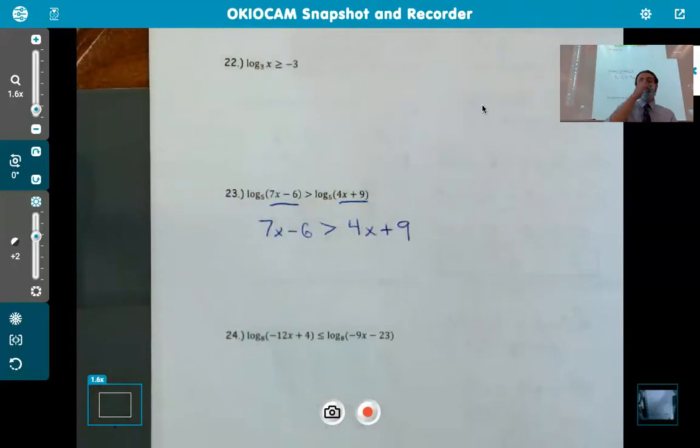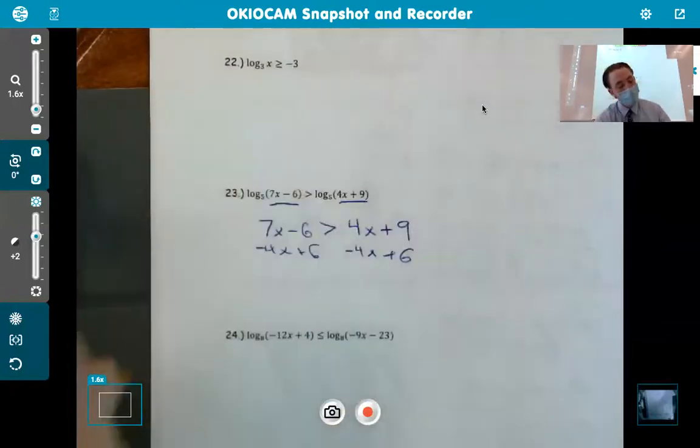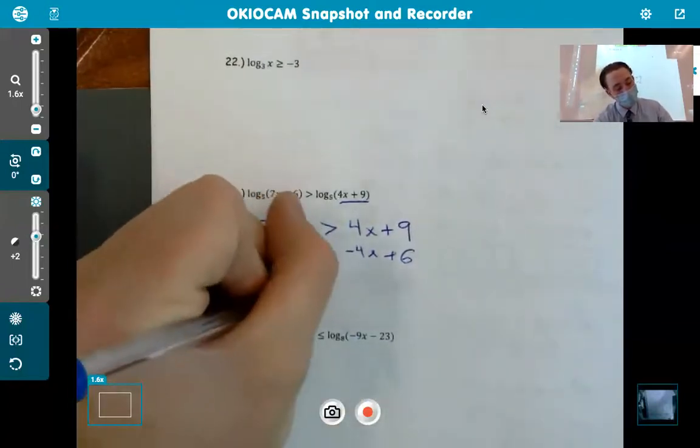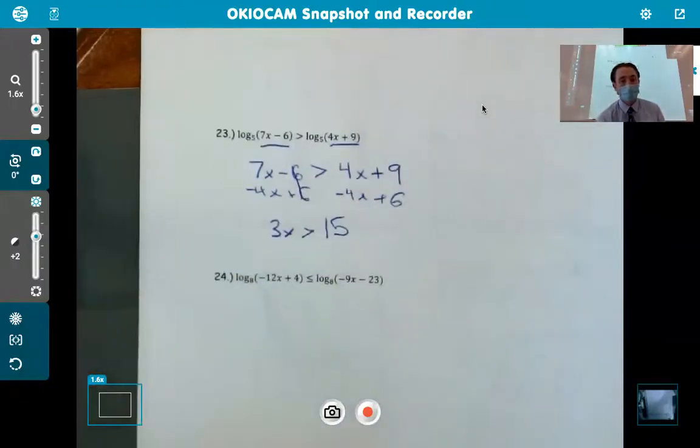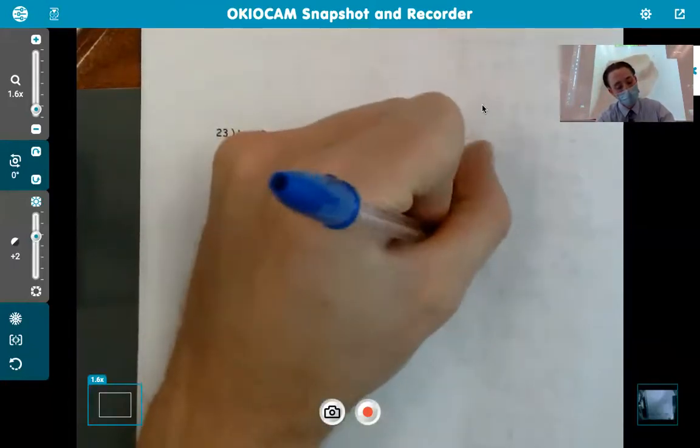And what's also nice about logarithmic inequalities is that we're never going to be dealing with quadratics. It's always going to be linear inequalities. So what I can do here is get all my variables to one side, constant terms to the other. So what should I move around? Subtract 4x, add 6. I get 3x is greater than 15. So what's my final answer? X is greater than 5. Good.